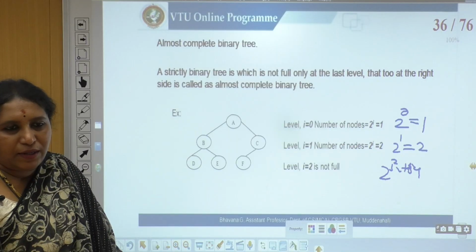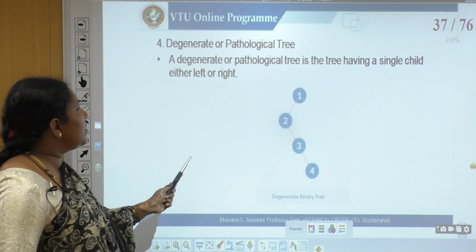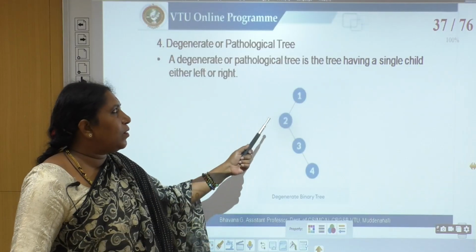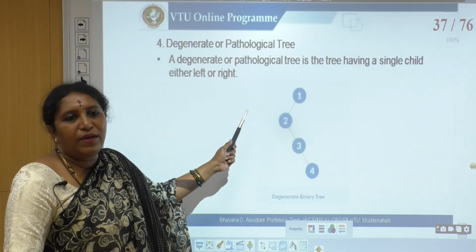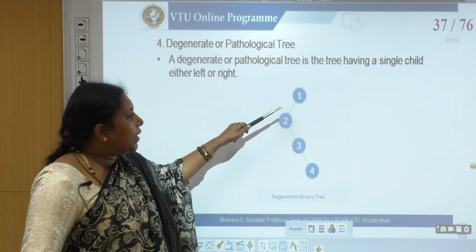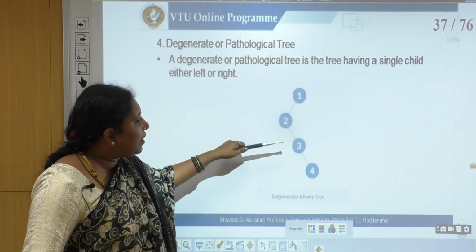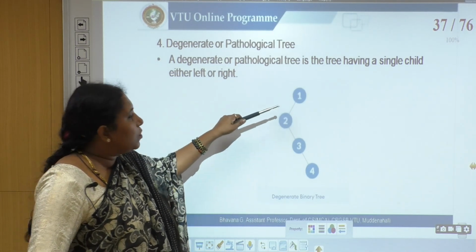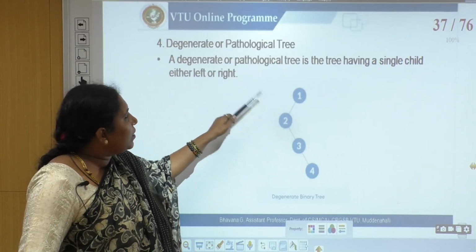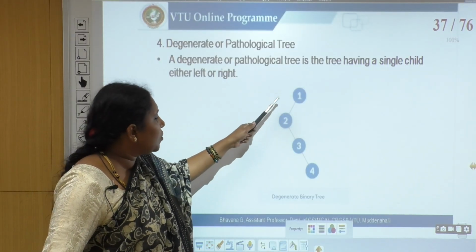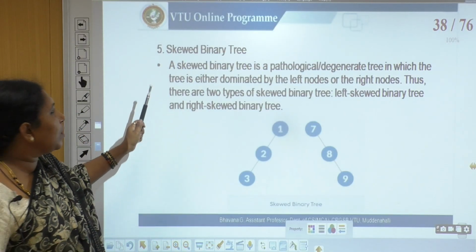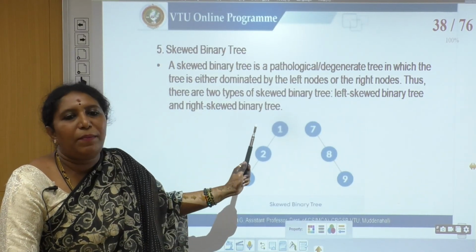So moving on to the next binary tree, this is the degenerate or pathological tree. A degenerate or pathological tree is a tree having a single child either towards the left or the right. You can see that in every level there is only a single node. So 1 is a single node, 2 does not occur in a pair. That is what a degenerate or pathological tree is. There are 2 types of degenerate or pathological tree. You can also call them skewed binary trees.